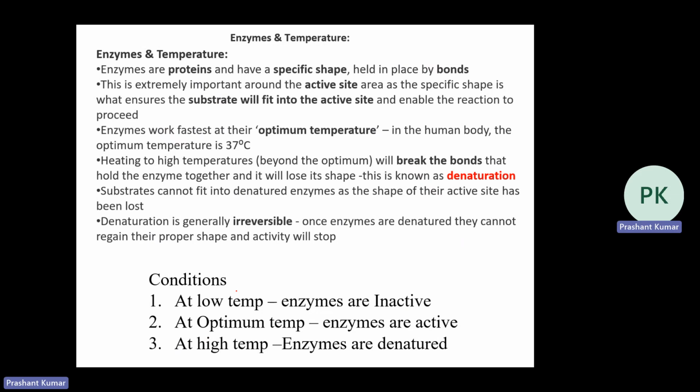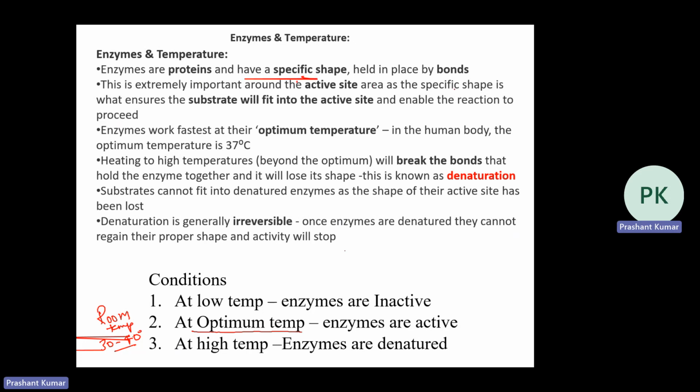Okay, so let's see the effect of temperature on the enzyme activity. Just now we have seen that as the temperature is increasing, the enzyme is not working. So we need the best temperature, that means the optimum temperature. The optimum temperature is the room temperature, generally around 40. Right. So enzymes are proteins and have a specific shape.